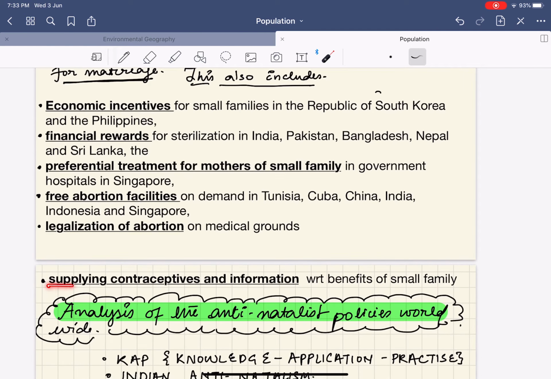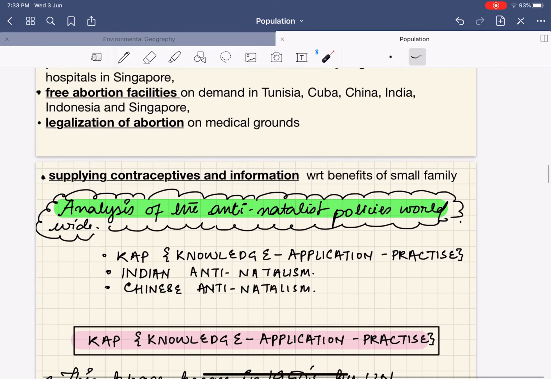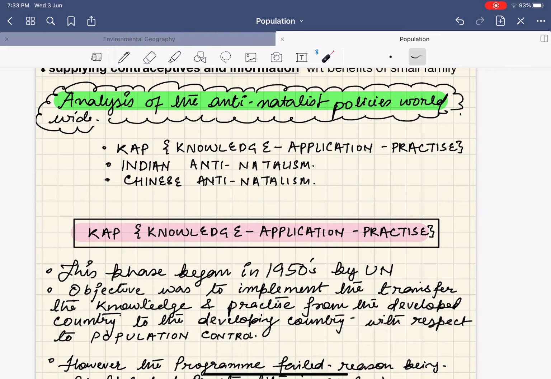Next, supplying contraceptives and information with respect to the benefits of the small family. Simple. Now let us look at the analysis of the antinatalist policies across the world. The antinatalist policies across the world can be divided into three phases. First is the KAP, that is nothing but knowledge application practice. Then we are going to look into the Indian antinatalism, and we'll also talk about the Chinese antinatalism.